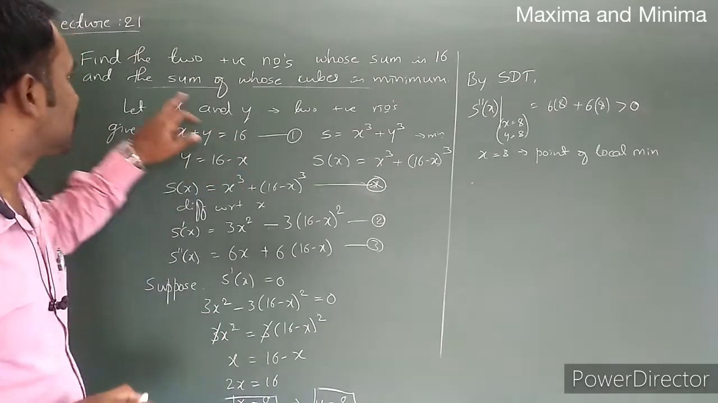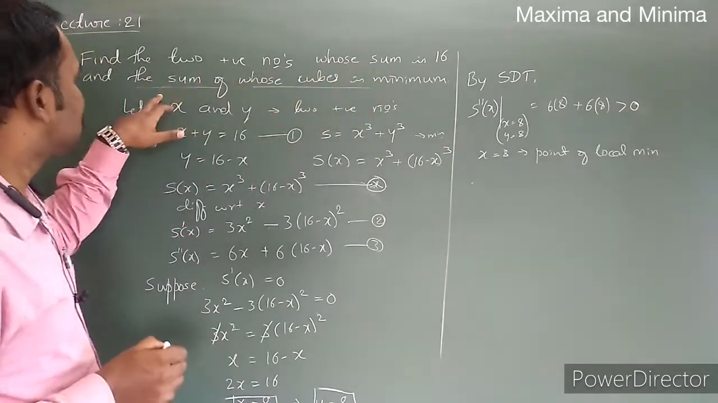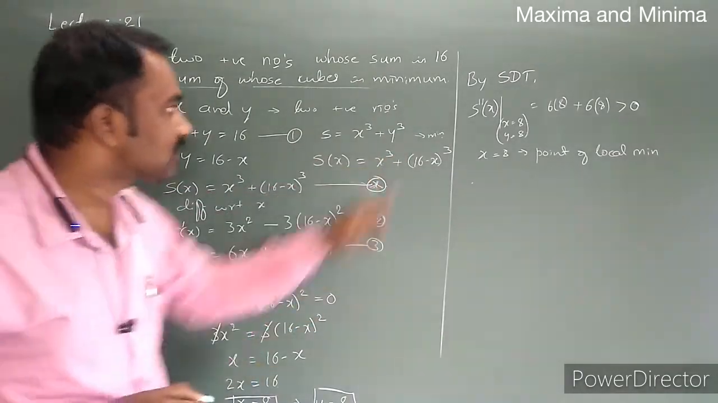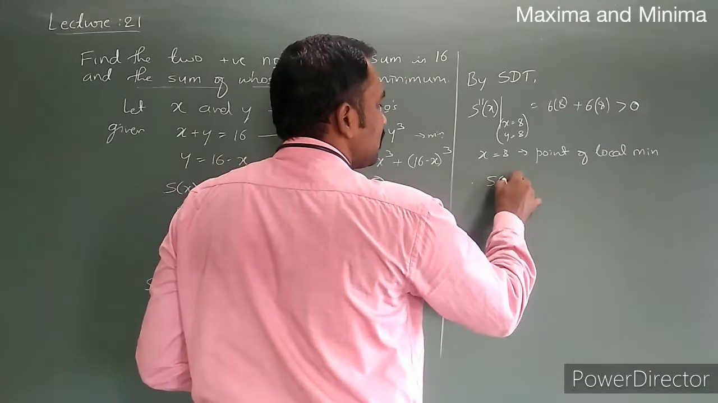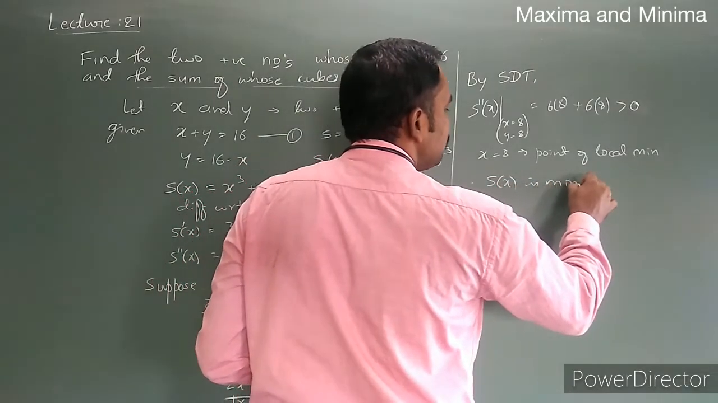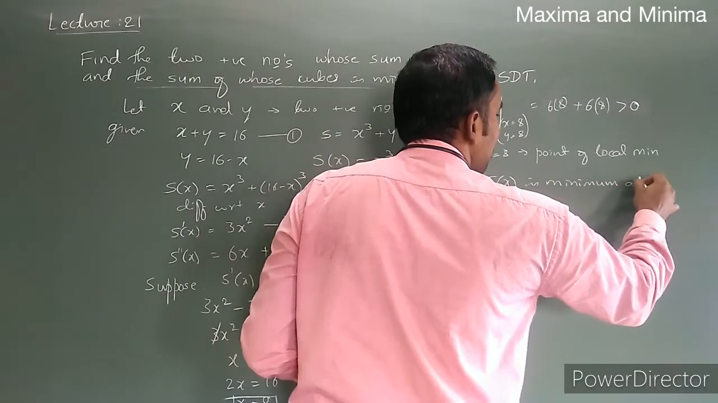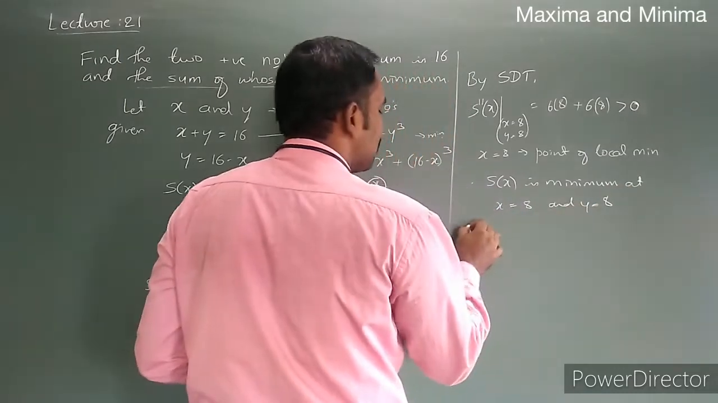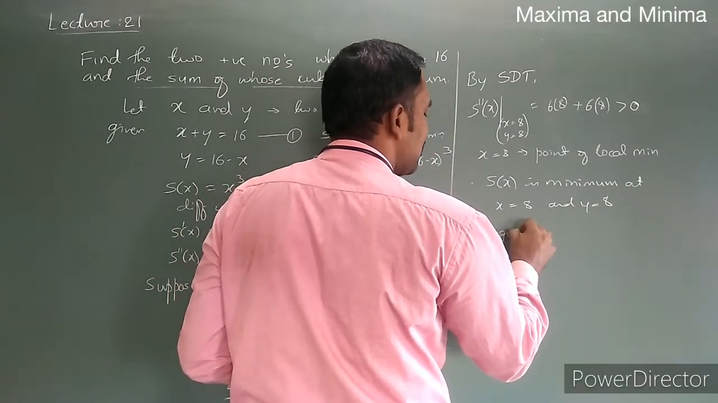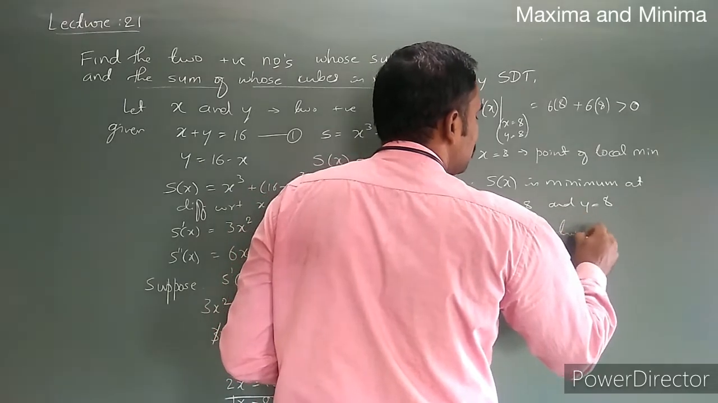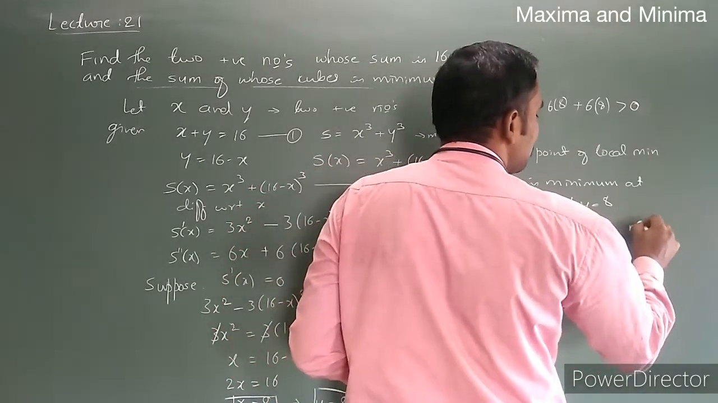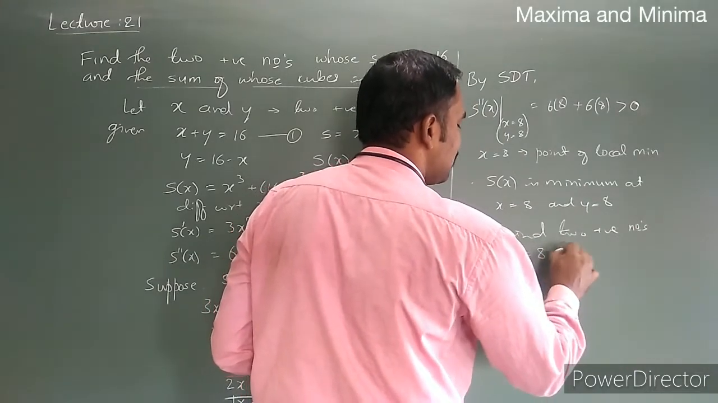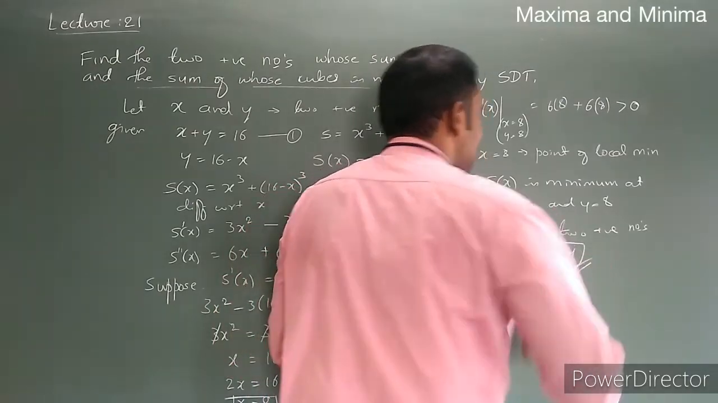Therefore, what we needed to show: find the two positive numbers whose sum is 16 and the sum of whose cubes is minimum. We just got the same function as the minimum. Therefore, s of x is the minimum at x is equal to 8 and y is equal to 8. Therefore, the required two positive numbers are 8 and 8. X is equal to 8 as well as y is equal to 8.